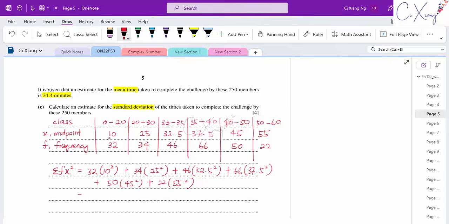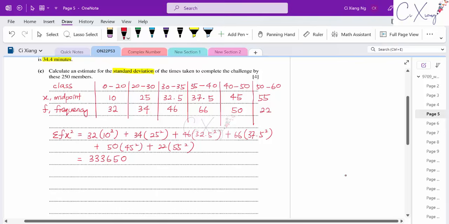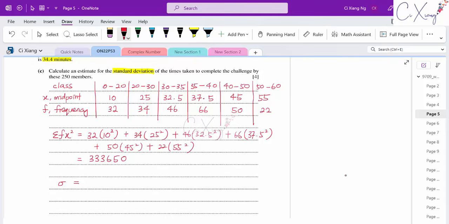Okay, then try to use the calculator and get the summation of fx squared. If you didn't make any careless mistake, this is the value that you should get: 333,650. After I get the value for the summation of fx squared, I can continue to get the standard deviation value. To get the standard deviation value, the formula is what?